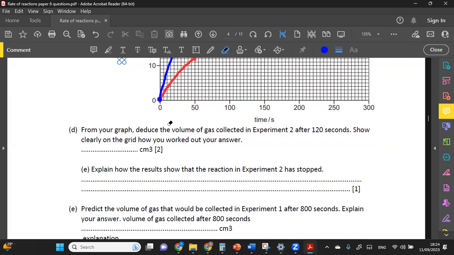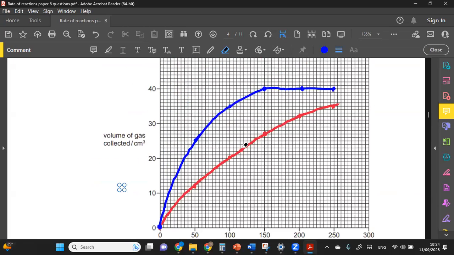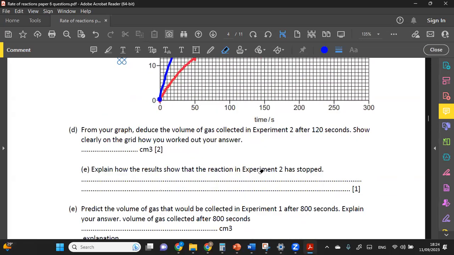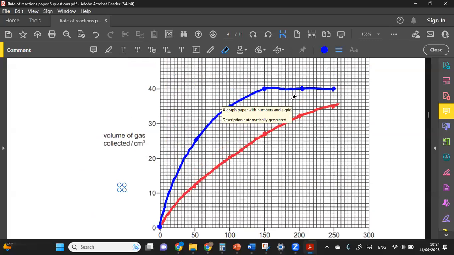Now, from your graph, deduce the volume of gas collected in experiment 2 after 120 seconds. Show clearly on the grid how you worked out your answer. What do you do in situations like this? They're saying experiment number 2, that's the blue graph, after 120 seconds. So first thing is first, let's zoom in the graph a little bit.